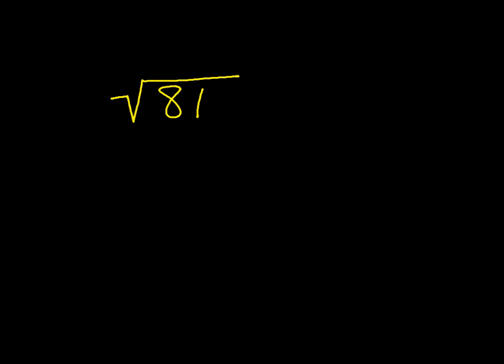Here's another easy one that we know. What times what gives us 81? Naturally, 9 times 9 gives us 81. So the square root of 81 equals 9.